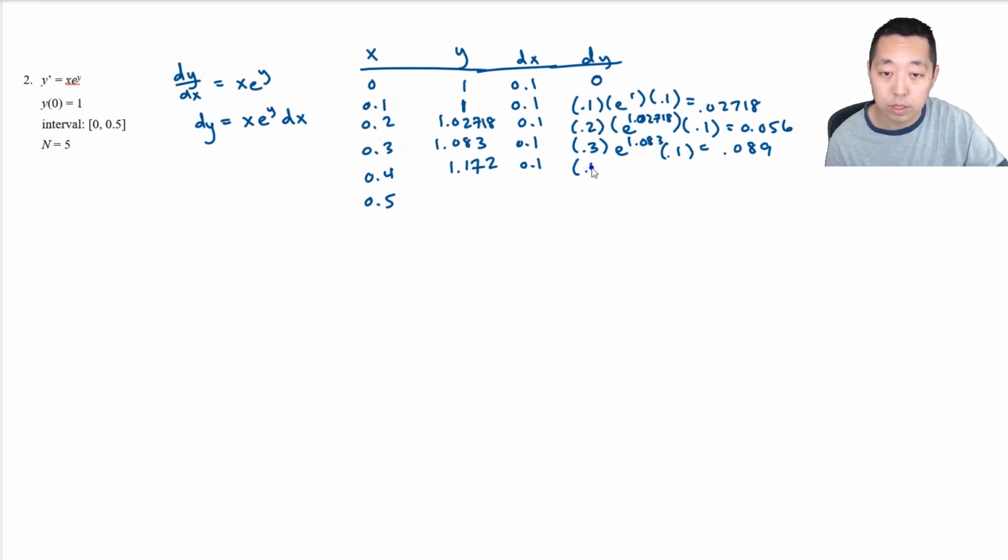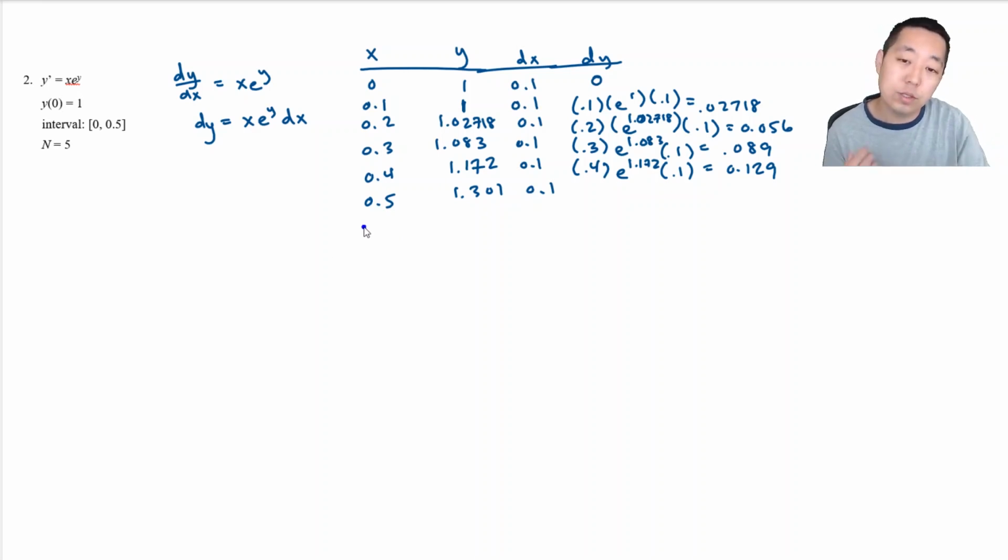Next, x is 0.4. Find my dy again using this equation, 0.4 e to the 1.172 times 0.1, and I get 0.129. And then finally, the y value, we just add it to here, 1.301. That completes it; that would be the value at that point.